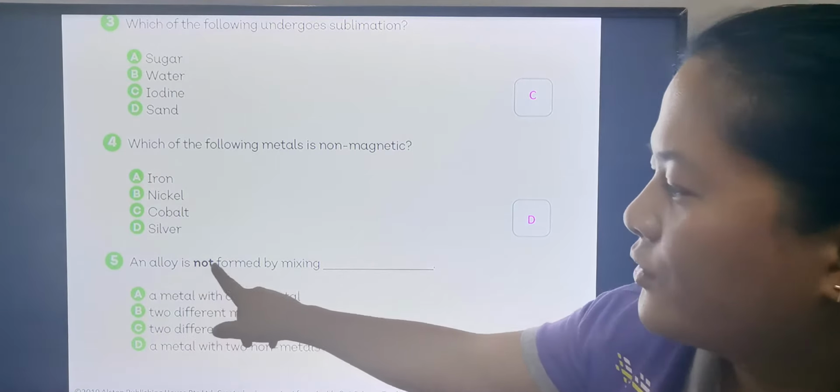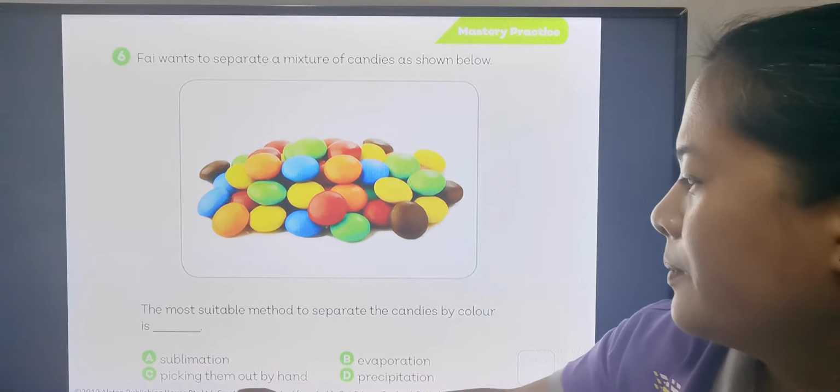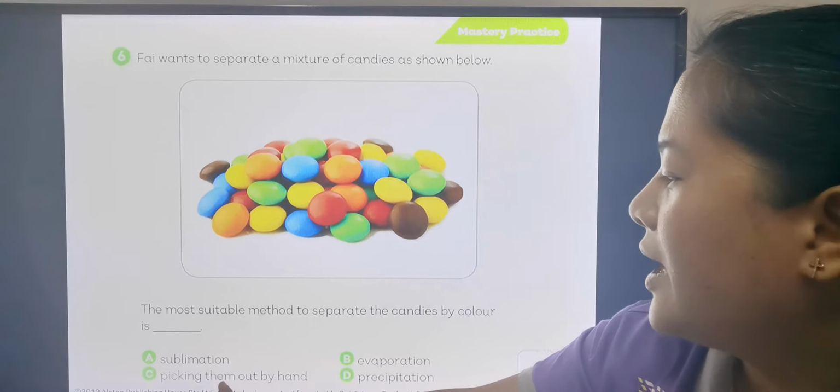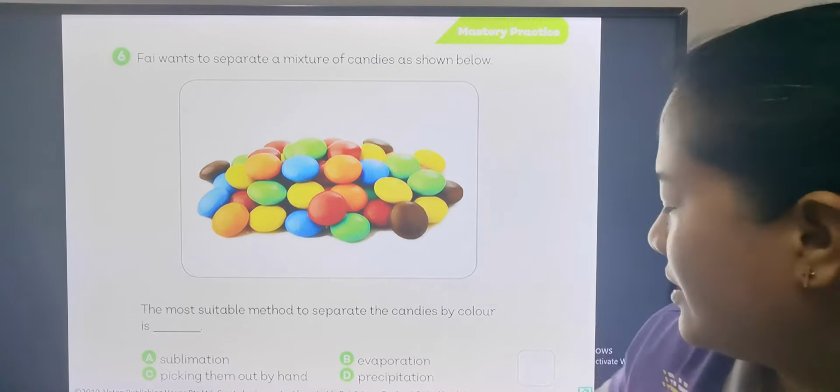Number 6, Phi wants to separate a mixture of candies as shown below. Okay, so if you have a mixture of candies, you can do picking them out by hand. So the answer is letter C.